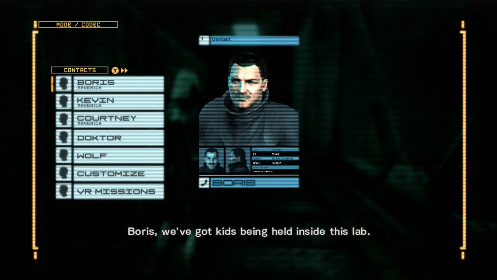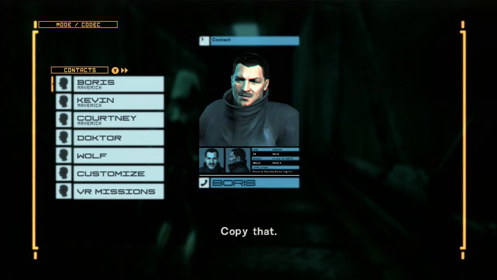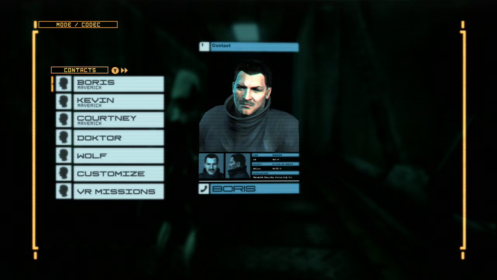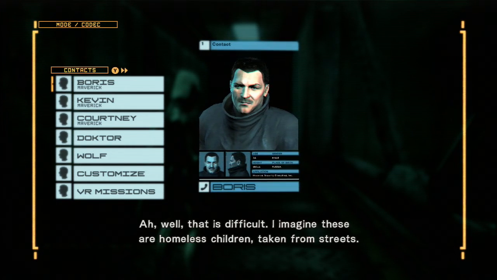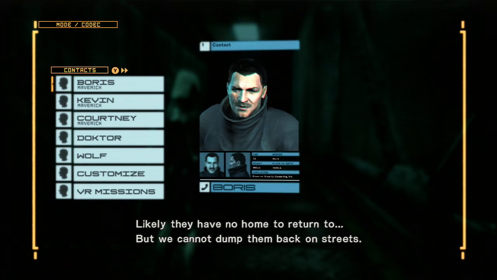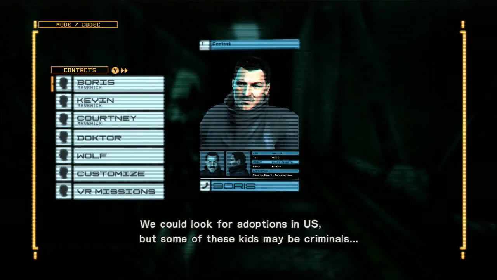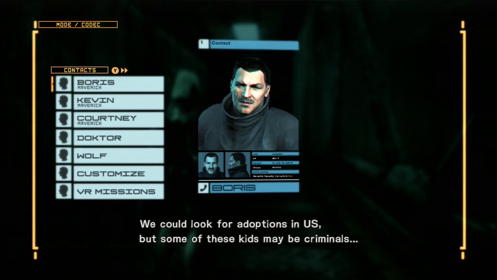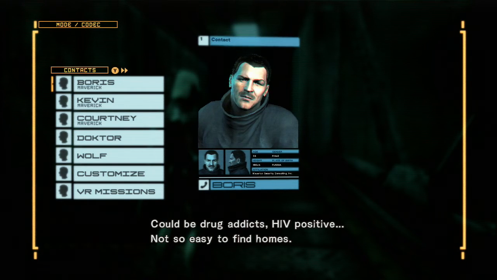Boris, we've got kids being held inside this lab. I'm getting them out of there. Copy that. I will discuss with NGO what to do with them afterward. What are you thinking? Well, this is difficult. I imagine these are homeless children, taken from streets. Likely they have no home to return to, but we cannot dump them back on streets. We could look for adoptions in US, but some of these kids may be criminals.